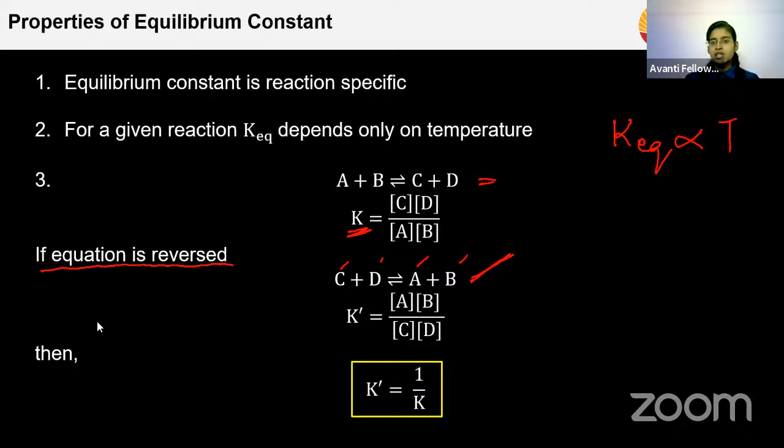Did you all understand this point? Do you have any doubt? Very easy, very simple. If you are reversing, just take the reciprocal. That's all. Shall I go for the fourth property? Third, fourth, and fifth, these three properties are very important. Do you understand the third property, students? Shall we go for the next? Okay, I'll go for the fourth property.